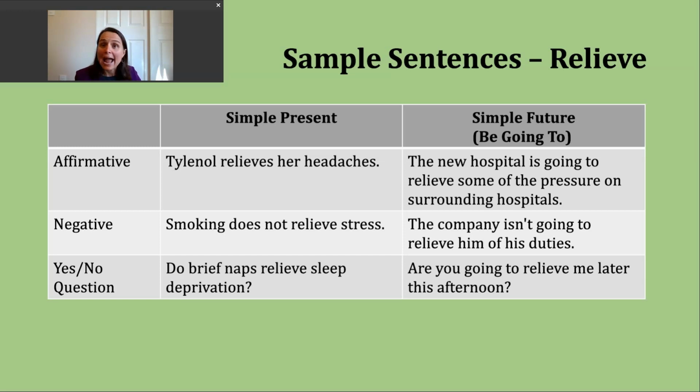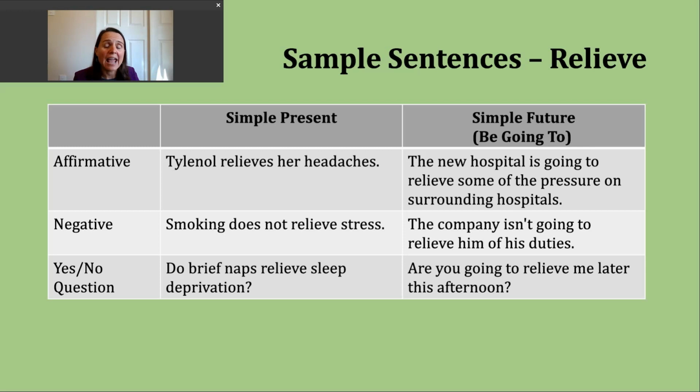Okay, let's look at an example sentence. The new hospital is going to relieve some of the pressure on surrounding hospitals. So we know a lot of hospitals right now are sort of stretched to their capacity. They're treating COVID patients. They might not have enough beds. And so I saw an article discussing how the creation and building of this new hospital would help the other hospitals in the area.